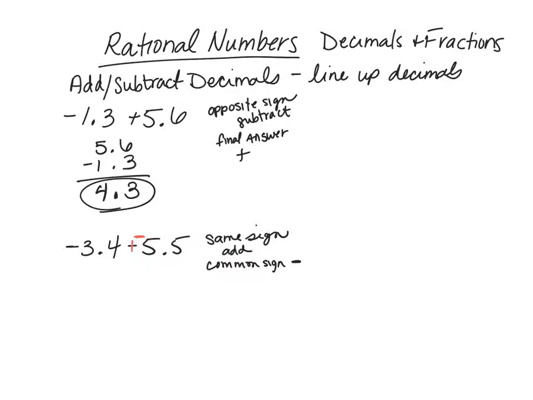So we're going to stack it, 5.5 plus 3.4. Again, line up your decimal place. And then because they're same sign, we're going to add. 8.9, and then the final answer is negative because my common sign was negative and they had the same sign.